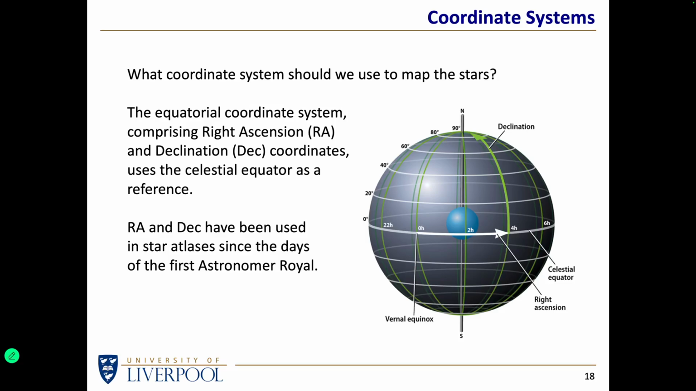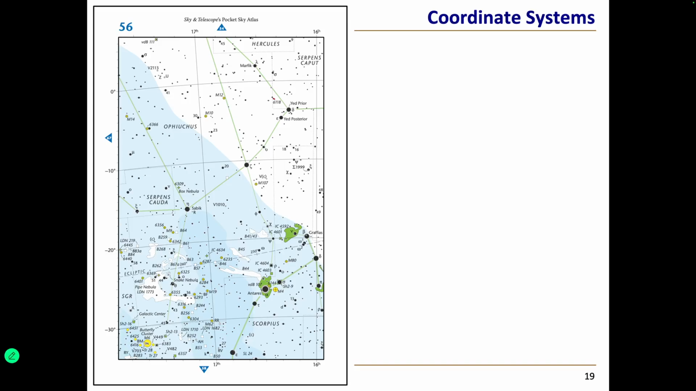Star atlases have been giving us right ascension and declination for a long, long time. Ever since the first Astronomer Royal, in fact, we've had RA and DEC as our coordinate system. Why is this coordinate system not good enough for what Gaia wants to do? If you think about an atlas where we have grid lines that tell us right ascension and declination, think about the star atlases that you might have now or have had in the past.